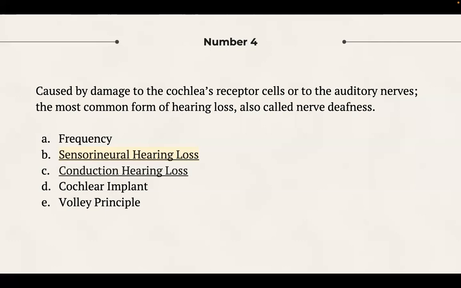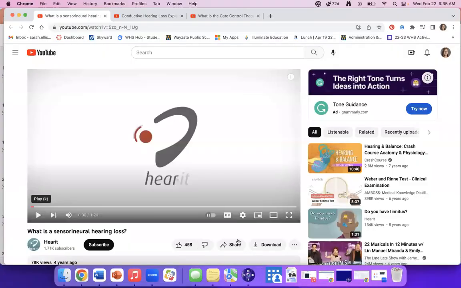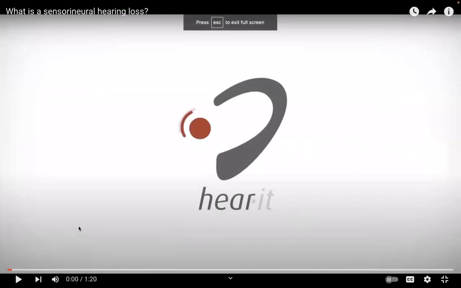What I'm going to do is have us watch a video for both of these. And while you are watching it, again, you have your notes out, you have the definition of sensory neural hearing loss and conductive hearing loss. I want you to just jot down a few examples of each as you watch these really, really short videos. Okay. So here is the first one. Here's sensory neural hearing loss.